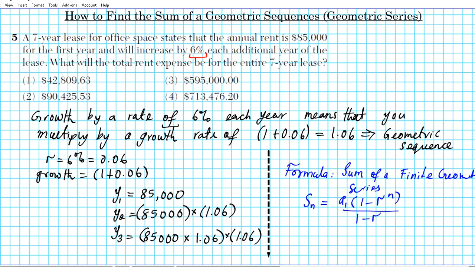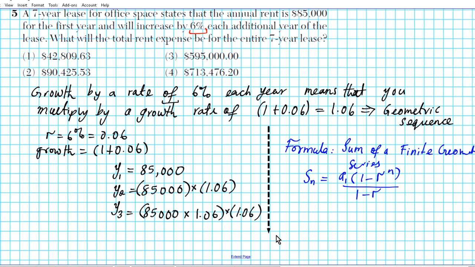Let's go ahead and apply this formula to this particular scenario, but you need to know what each of these values mean. a1 is basically the first term, r is the common ratio. It's not the growth rate, you gotta be careful. The common ratio is basically what you multiply over and over again. In this case, we kept multiplying by 1.06. That's the common ratio. And n is the number of terms. In this problem, we're looking at a 7-year lease, so our n is going to be 7.